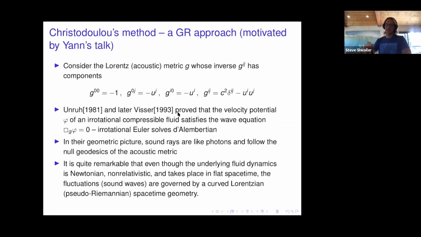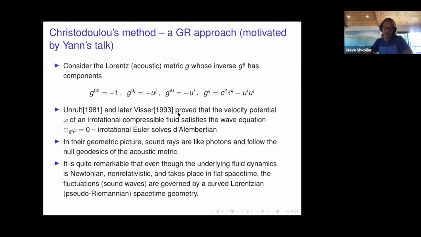This is very much related to what Jan was talking about this morning. If you consider a Lorentz metric, this is often called the acoustic metric, and you can write the components of the inverse metric like this. Unruh in 1981 and Visser in 1993 proved that if you consider the velocity potential phi of an irrotational compressible fluid, it satisfies this wave equation with respect to this Lorentz metric. And in this geometric picture, you can view sound waves as photons, and they follow the null geodesics of this acoustic metric. So just think of the light cones in relativity.